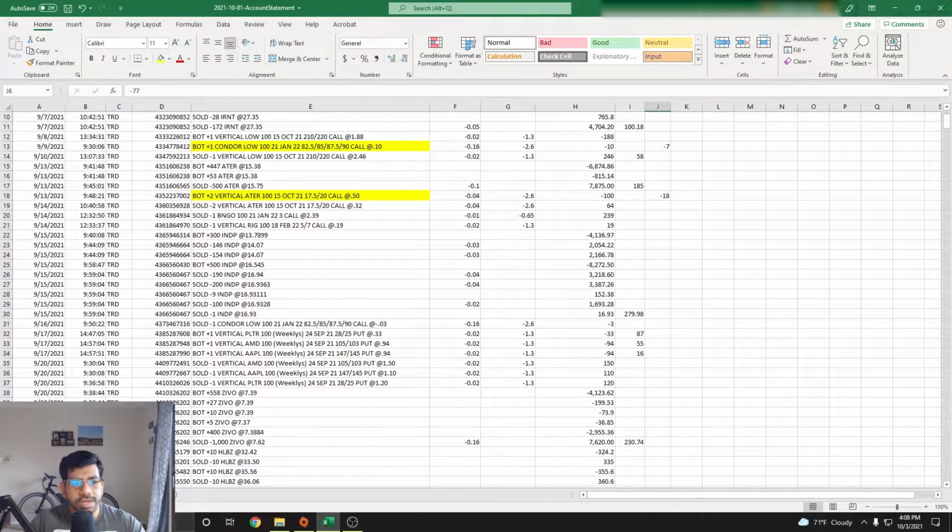Now the next one is ATER. This is a classical mistake of chasing, or FOMO. During this time when ATER was moving, I did that trade on the same day. On the same day, I made $185 in stocks, but I lost $18. Well, you may say that's a small amount, so why should I be bothered by that?